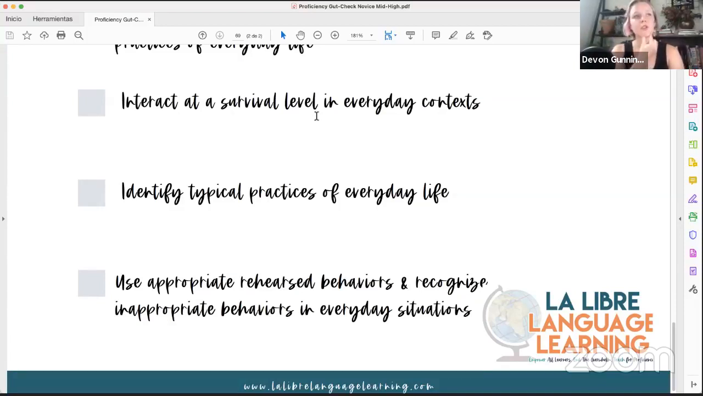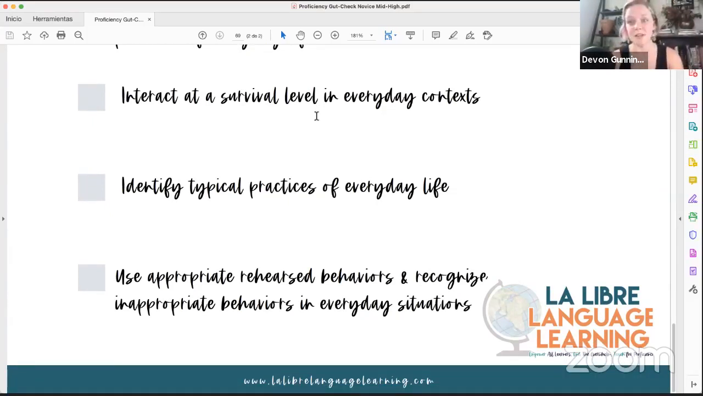Like if you think about your students and their intercultural communication, can they interact at a survival level in everyday contexts? The thing that is different about intercultural communication for can-dos is that there's not really the novice low, mid, high. It's really just novice, intermediate, and advanced right now. But you can watch that class from last week to see more about those. Can your students identify typical practices of everyday life?